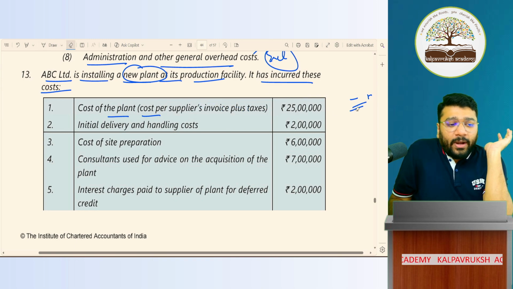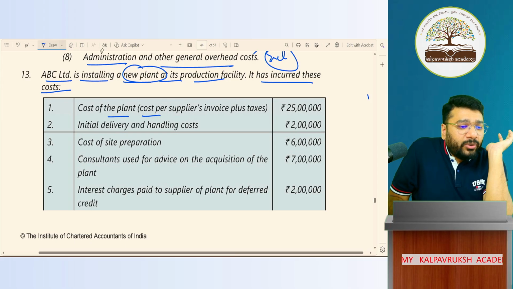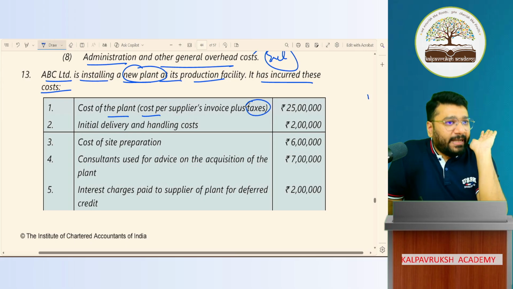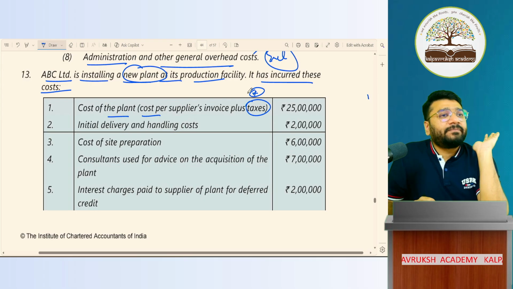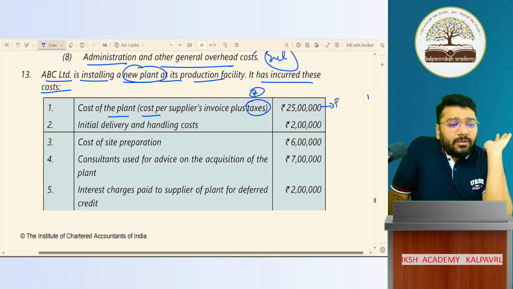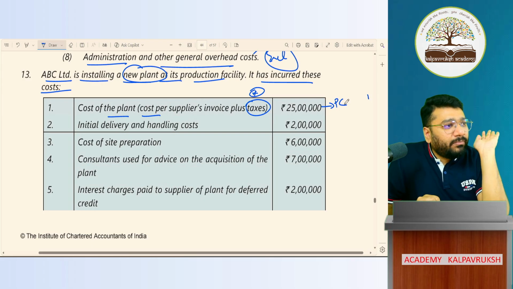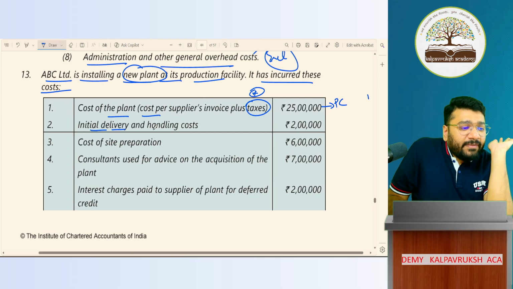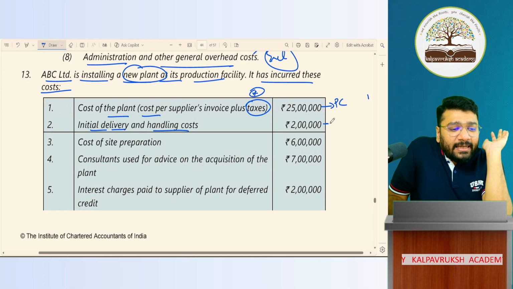So far, I have no idea whether the input on this tax is takeable or not. I don't know, so we'll keep it pending. Okay, but this alone I'm keeping pending. This is a part of your purchase cost. Any problem? No problem. Initial delivery handling cost is called a directly attributable cost.